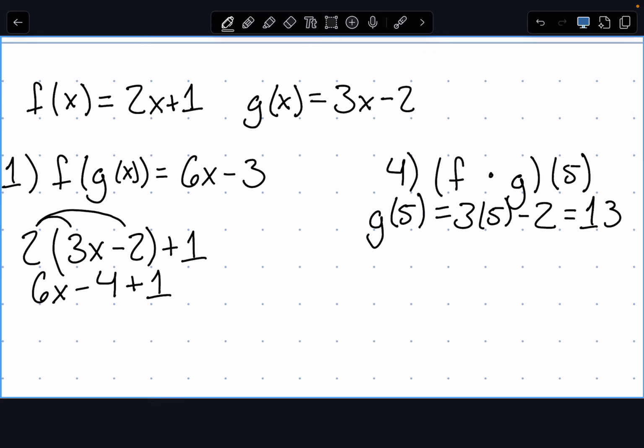What am I going to do with that 13 now that I've got it? Plug it into f of x. So I'm going to find f of 13. That's going to be 2 times 13 plus 1. What is 2 times 13? 26 plus 1? 27.